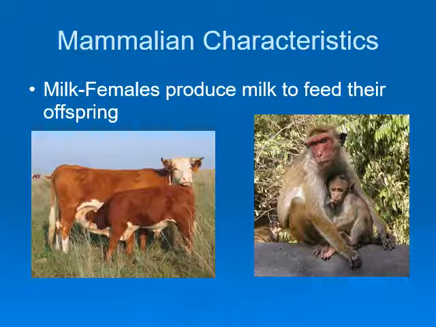All mammals are going to produce some type of milk, and usually the females in the population will produce milk to feed the offspring. So we see some examples here with a cow. Of course, we actually drink cow's milk. Sometimes it's a little weird when you think about it. We're drinking the milk of another mammal, but there's lots of nutrients in that. And the other picture there, of course, some of the primates, they provide milk to their young as well.